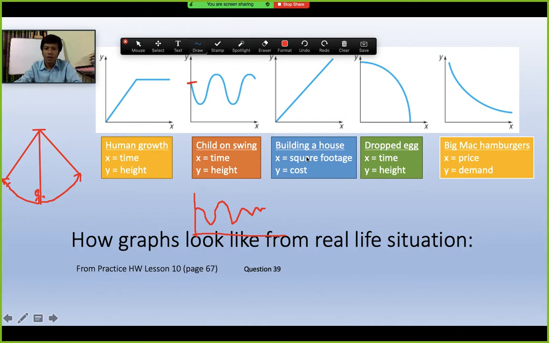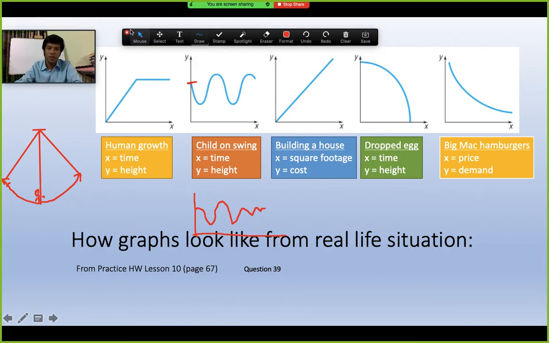Okay. Then this is building a house, square footage and cost. So what happens? Suppose you want to build a house, you want to make your own house. Then for the house, how will the cost increase? See, this x-axis is square footage, and y-axis is cost. It means if you try to make a bigger house, suppose let's say 1000 square feet, 2000 square feet, 3000 square feet.